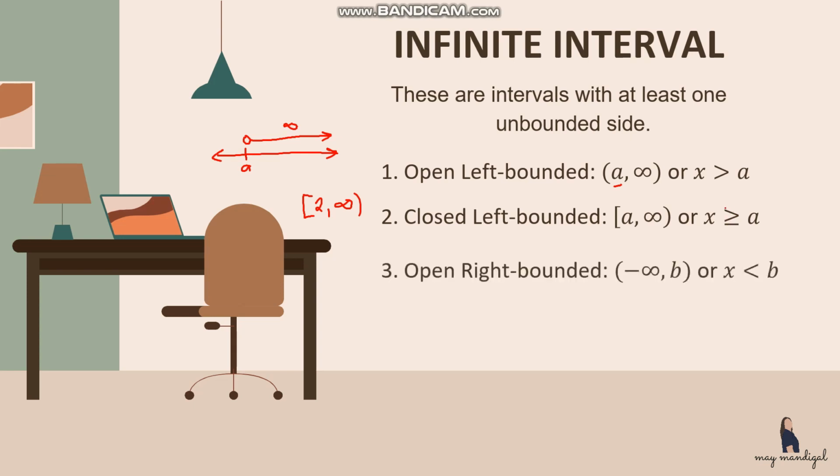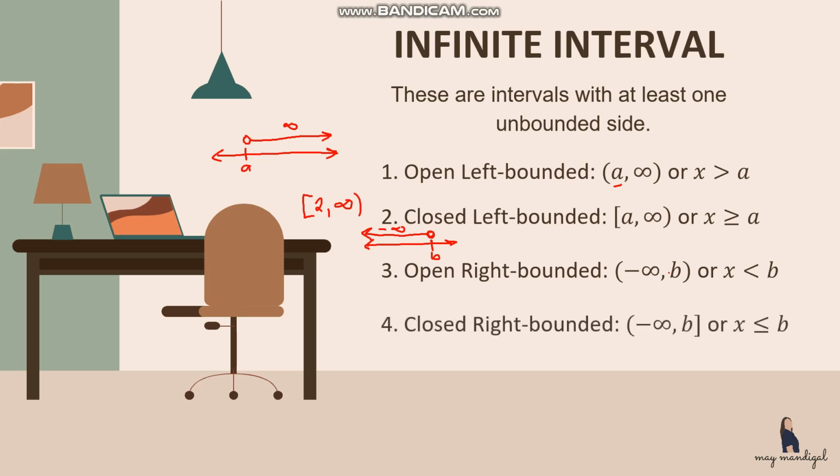And then we have open right bounded. So in this case, the boundary now is on the right side, and there is no boundary going to the left or going to the negative infinity. So that's why it's negative infinity to b. So let's say this is your number line, this is b, so this is the starting point, and then going to the left, going to negative infinity. So that can be x is less than b. So here it's open, so that means the boundary on the right side is not included.